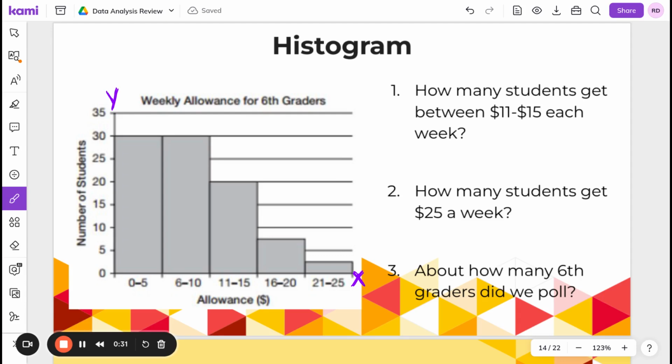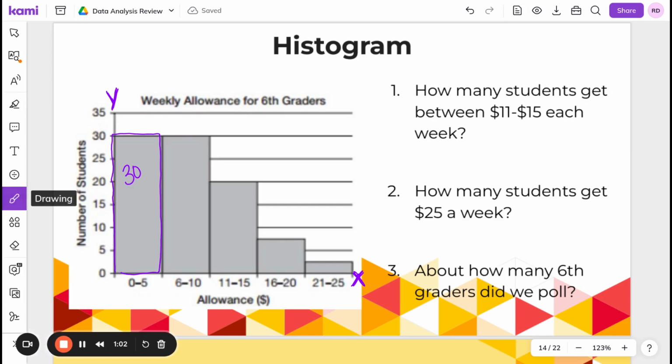So this first bar right here tells us that there are 30 students who get somewhere between $0 and $5 each week. That means all 30 of them could get $5. It could also mean that 2 of them get $0, 10 of them get $5, 4 of them get $4, 15 of them get $3. We don't know the exact numbers. We just know that they fall into that range.